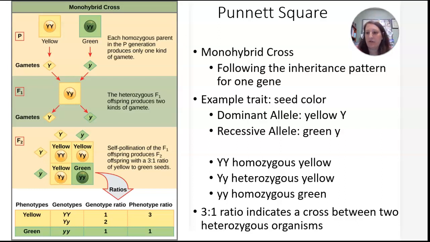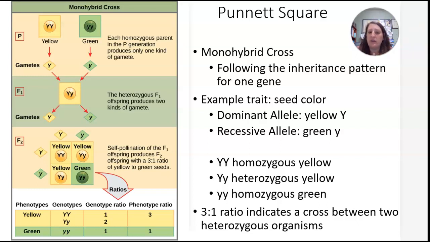What is a monohybrid cross? When you hear the term monohybrid cross, this is where you are following the inheritance pattern of a single gene. We'll also talk about dihybrid crosses in the next part of the chapter. In a dihybrid cross, you're looking at the inheritance pattern of two genes at the same time. So when you hear mono, think one gene. So you're following the transmission of one gene.